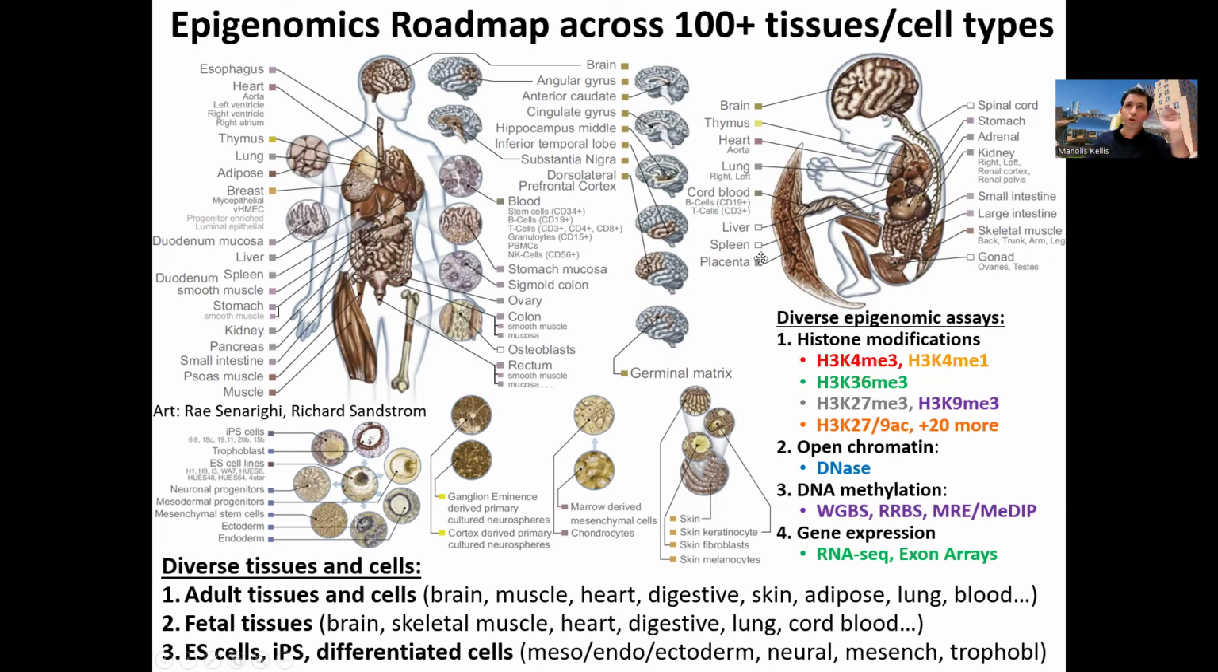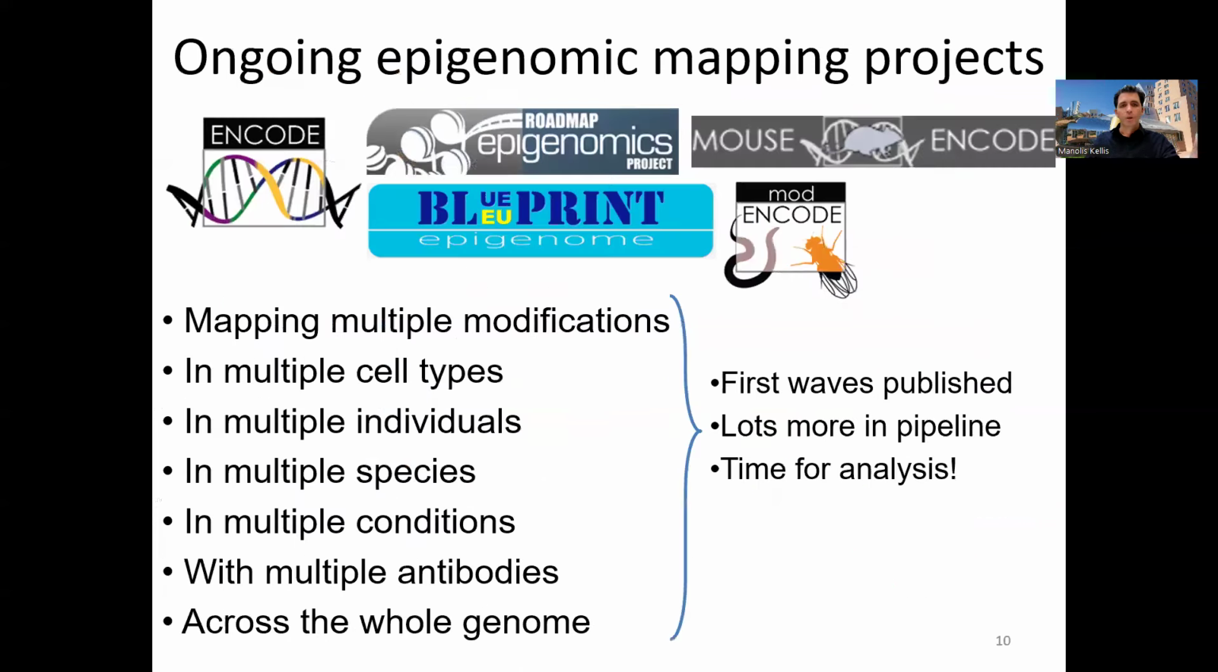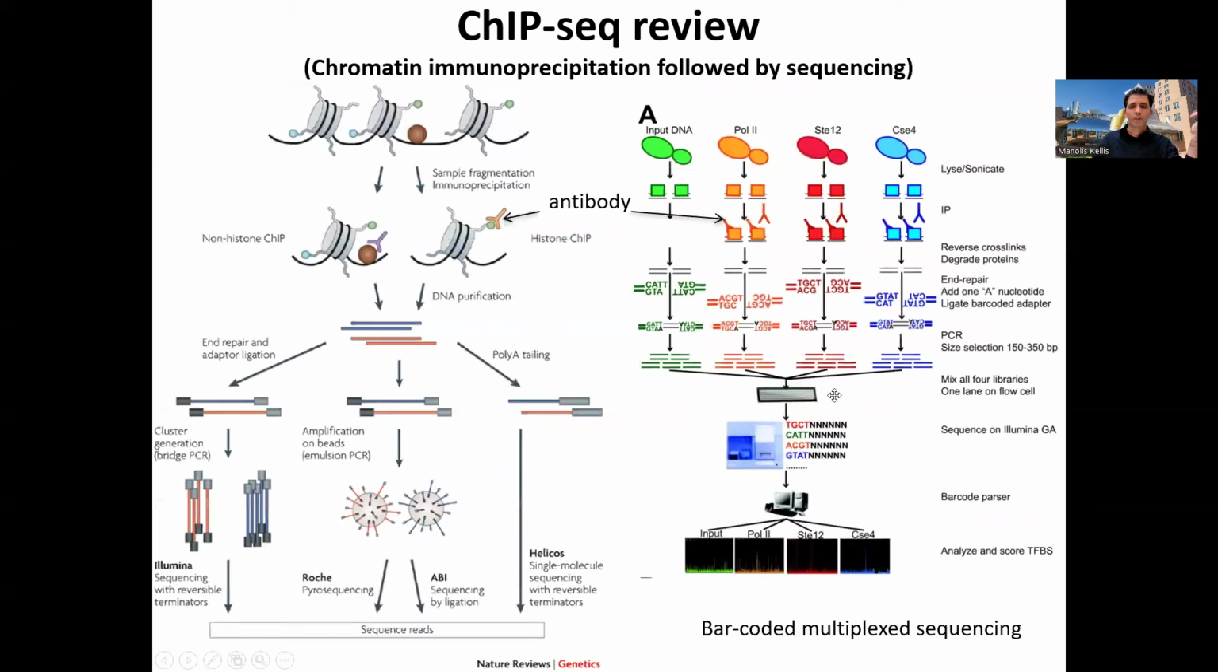Everybody with me here? So every cell type and every tissue, and frankly, every stage of development, sometimes every person, males versus females, will have different marks. And we basically need to figure them all out. Okay. All right, so to do that, there's basically many different projects, ENCODE, Roadmap Epigenomics, Blueprint, Mouse ENCODE, modENCODE, etc. And they're mapping many modifications, many cell types, many individuals, many species, many conditions, many antibodies across the whole genome, etc., etc., etc.